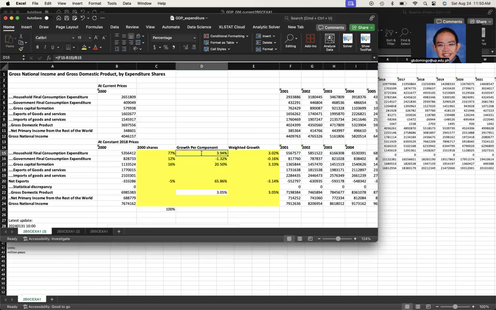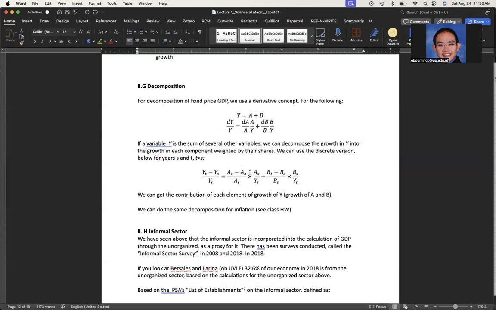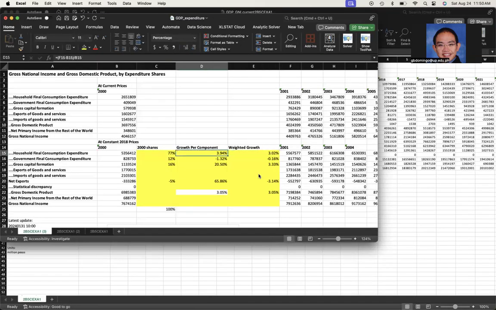Okay. And then you calculate the weighted growth. And the weighted growth is simply just this one, right? This one, which is the growth times the weights. That's the weighted growth. So 3.94 times the share of 77%, and you'll get 3.0%. And you take that for each of the components.